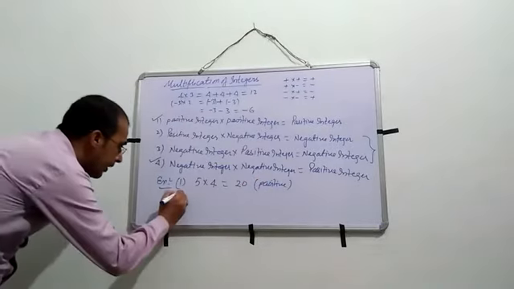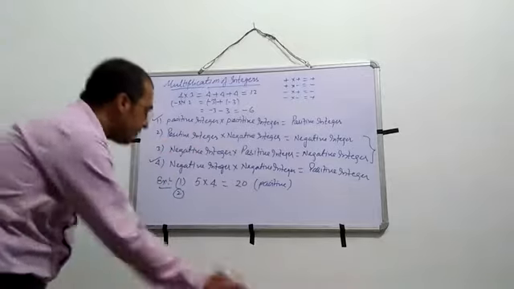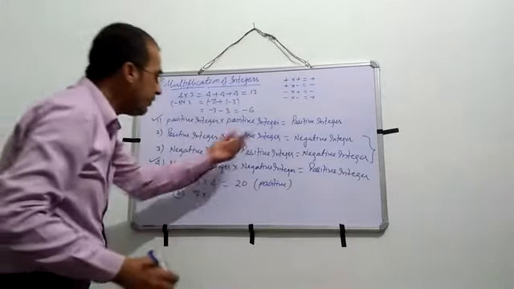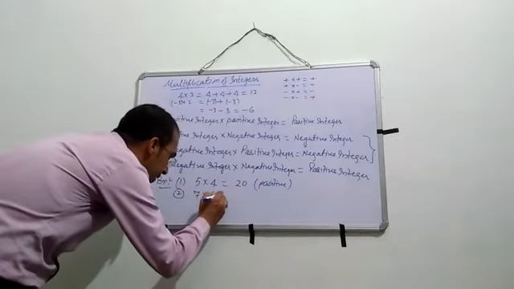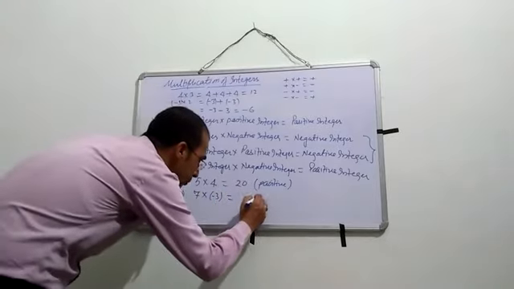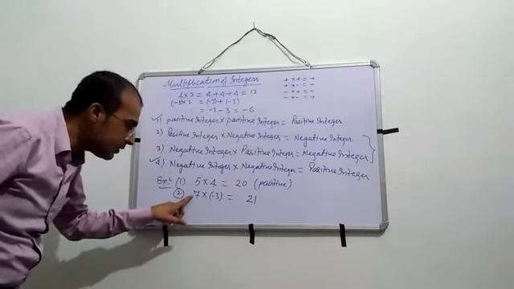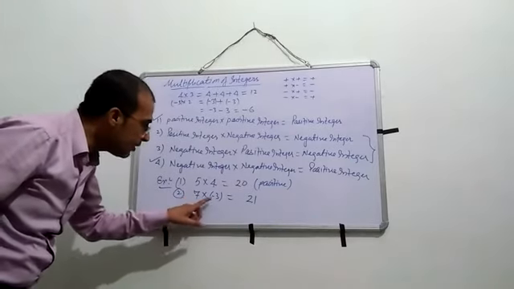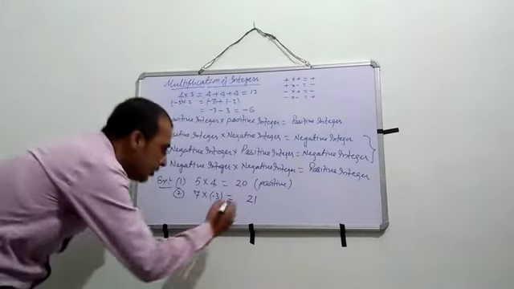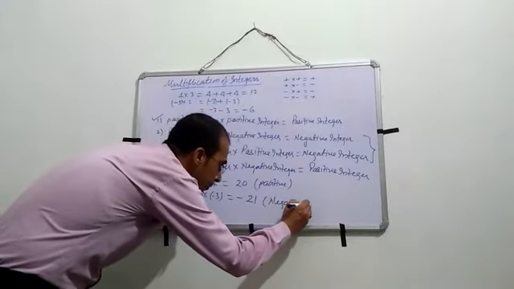Okay. Second case is what? Positive integer with the negative integer. Suppose 7 multiplied with a negative integer, suppose the negative integer is -3. Its value will be 7 times 3, that is 21. And here you can see this is the negative and this is the positive. Positive with negative is always negative. So the result will be negative.